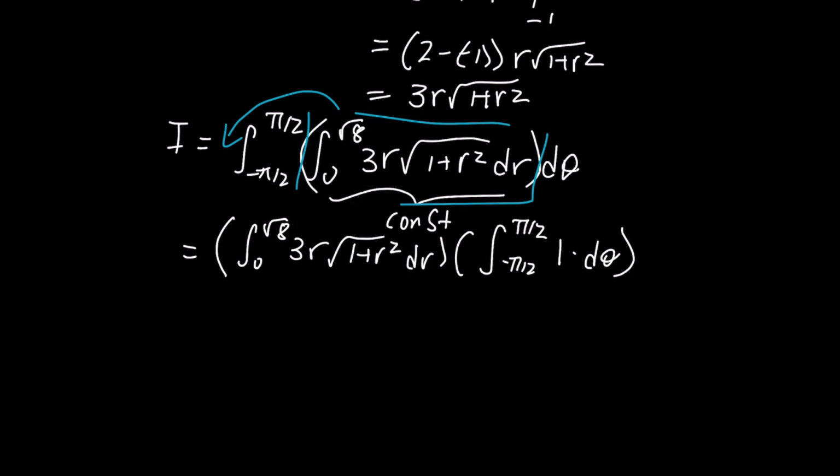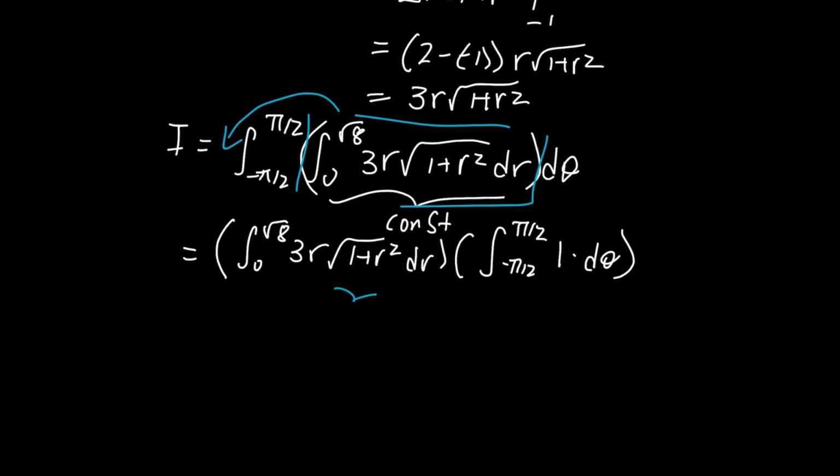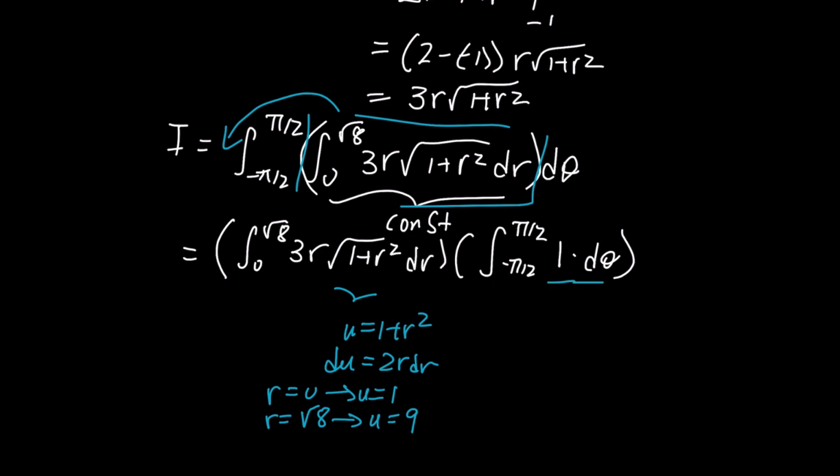We can treat these integrals separately. In this first case, what we'll have is u as 1 plus r squared. Du will be 2r dr. When r is 0, u is 1. And when r is root 8, u will be 9. This integral here is dead simple. This is just going to give us theta evaluated from negative pi over 2 to positive pi over 2, which just ends up giving us pi over 2 subtract negative pi over 2, which is just pi.